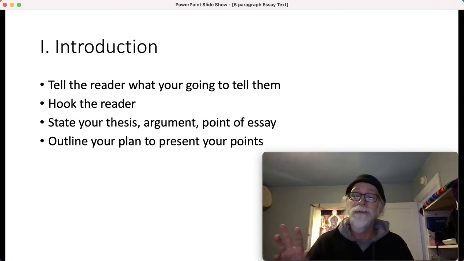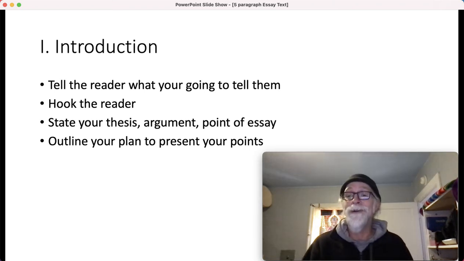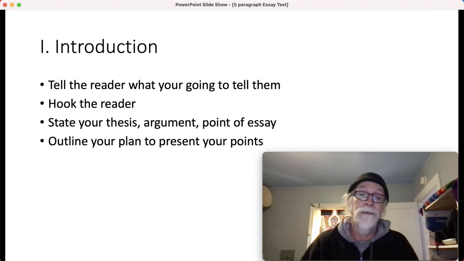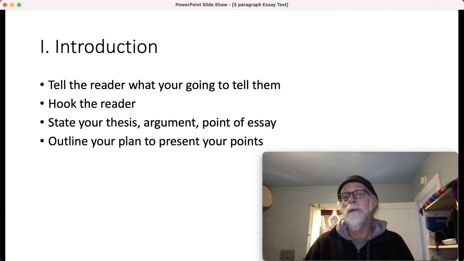And history is the same way. Some of y'all are going to want to just start grabbing a bunch of stuff, right? And throw it all together and see what you get. You're going to get a mess. And it's going to read like a mess because it wasn't intentional. And so think a little bit about your plan.